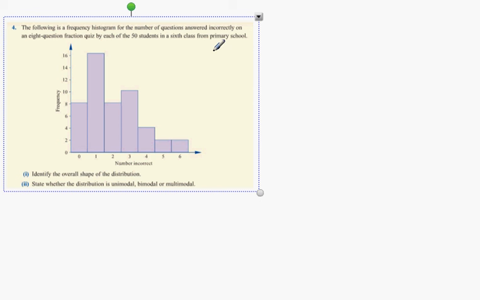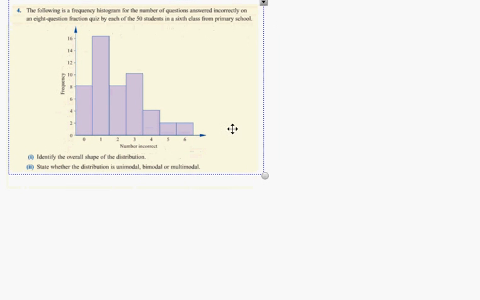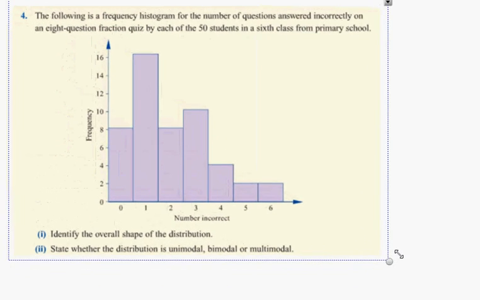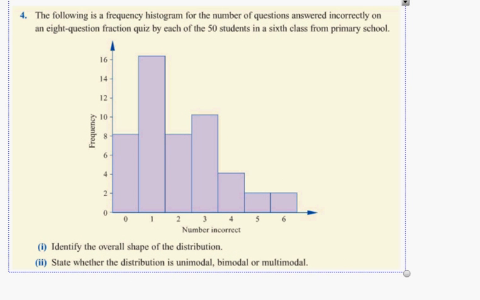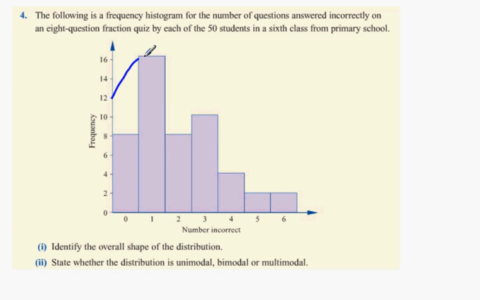The following frequency histogram for the number of questions answered correctly on an 8-question fraction quiz by each of the 50 students in the 6th class primary school. State the overall shape of the graph. So what we're looking at here, guys? Positively skewed, because the tail is coming towards the end. So we're going positively skewed.